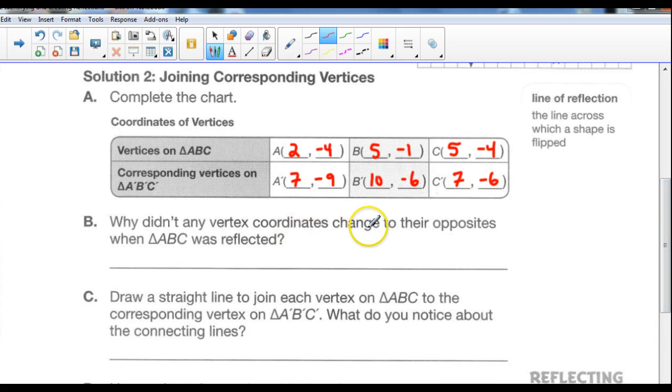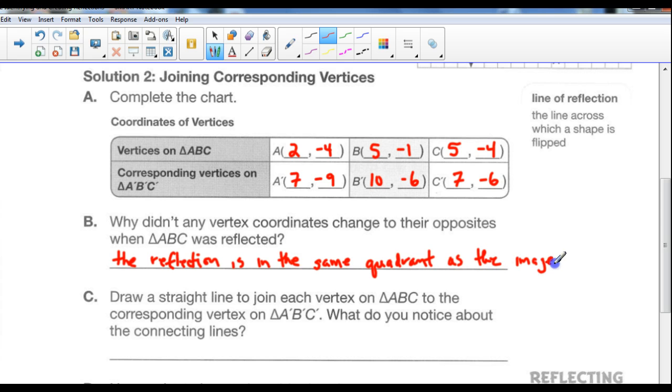Why didn't any vertex coordinates change to their opposites when ABC was reflected? Like if you remember from the previous one, the y coordinate stayed the same. The x coordinates just went to the opposite number. It's because they're in the same quadrant. So the reflection is in the same quadrant as the original image. Okay, it hasn't crossed over a line of an axis.